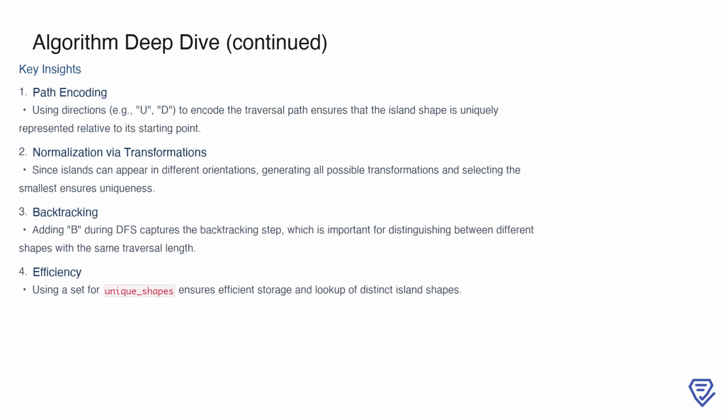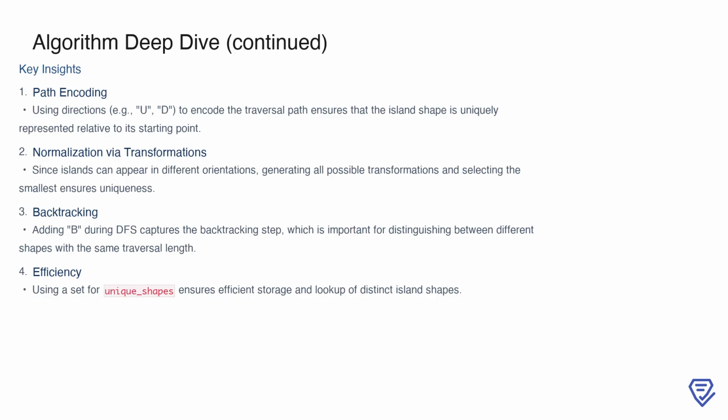A few key insights make this algorithm effective. First, using directional encoding, such as U4 up and D4 down, ensures that each island's shape is uniquely represented. This encoding is relative to the starting point of the traversal, which eliminates dependency on the island's specific position in the grid. Second, normalization through transformations handles the challenge of identifying identical shapes in different orientations. By generating all rotations and reflections and selecting the smallest transformation, the algorithm ensures that each shape is represented consistently, regardless of its appearance in the grid.